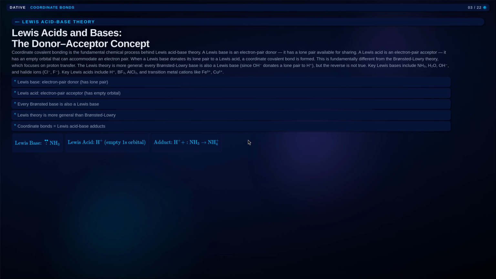Coordinate bonding is the basis of Lewis acid-base theory. A Lewis base is an electron pair donor with a lone pair. A Lewis acid is an electron pair acceptor with an empty orbital. When they react, a coordinate bond forms. This is more general than Bronsted-Lowry theory. Key Lewis bases include ammonia, water, and halides. Lewis acids include the proton, boron trifluoride, and transition metal cations.